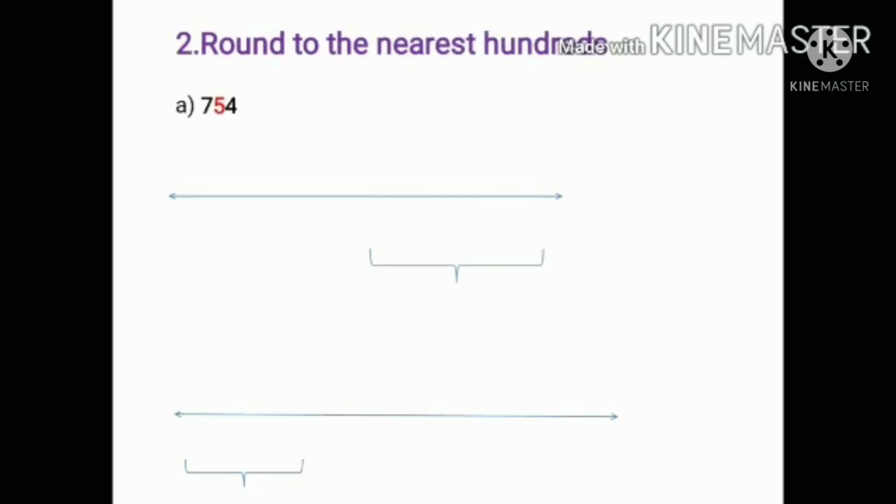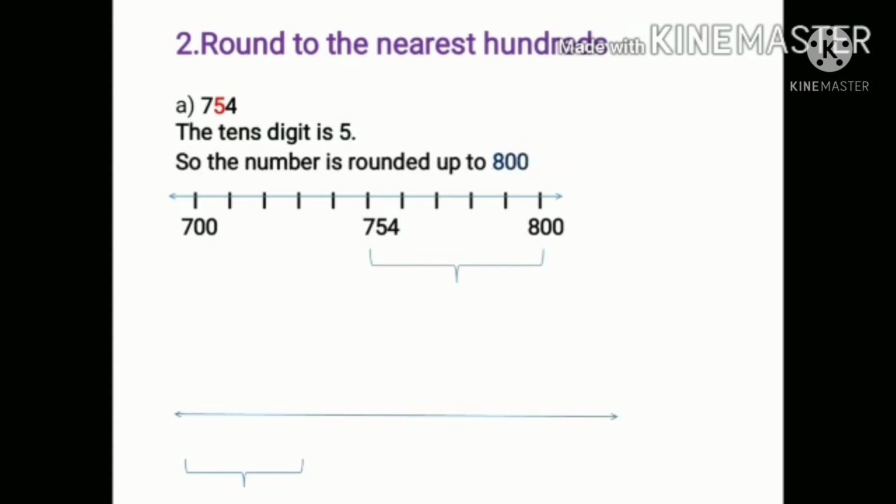We have to round the numbers to the nearest hundreds. Now, we have the number 754. We know that when you round the number to the nearest hundreds, we have to look at the digit in the tens place. And it is 5 here. We know that when a digit is 5 or more than 5, then the number will be rounded up. So, the number lies between 700 and 800 and it is closer to 800. So, the number is rounded up to 800.